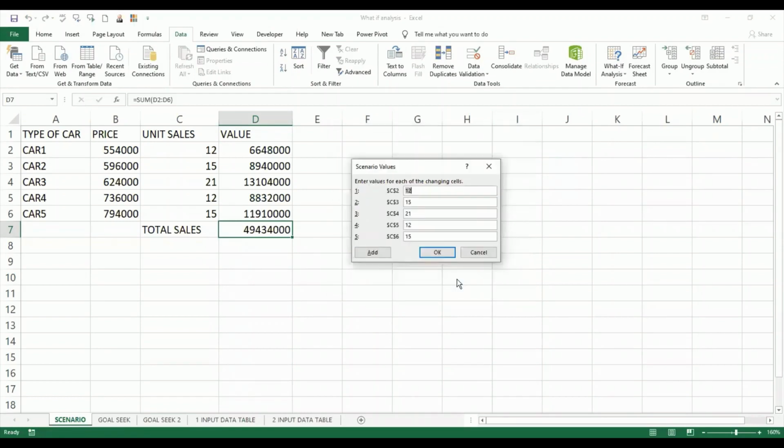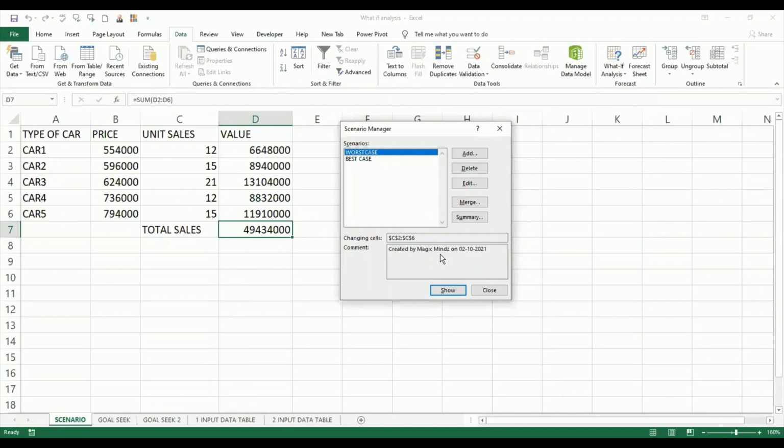Now is the best case. Yeah, first class time and money is there in the market. What do you think? So I think, okay, instead of 12, I should be able to sell at least 16 cars. Instead of 15, I should be able to sell at least 21. Instead of 21, I should be able to sell at least 27. Instead of 12, again, I should be able to sell at least 16. Instead of 15, I should be able to sell at least 21 cars. This becomes my best case scenario. And I say okay to it.